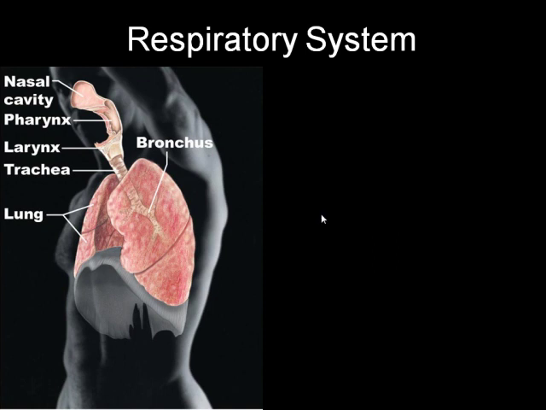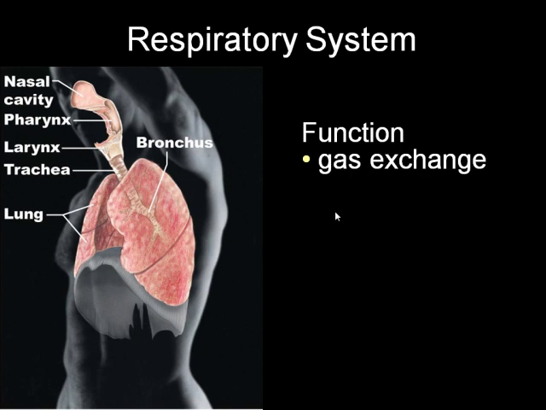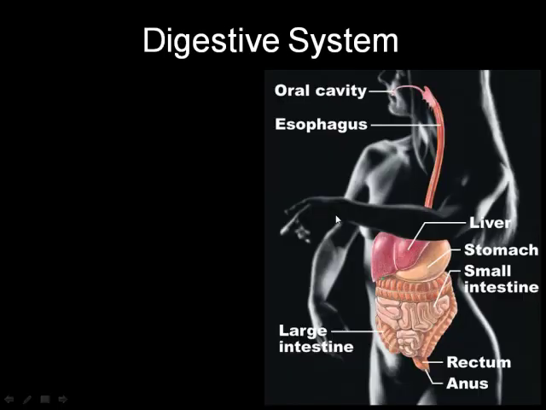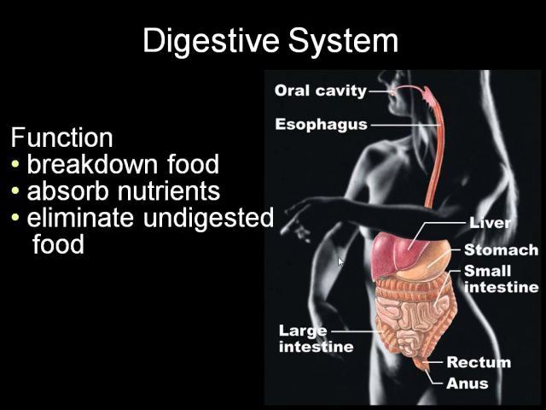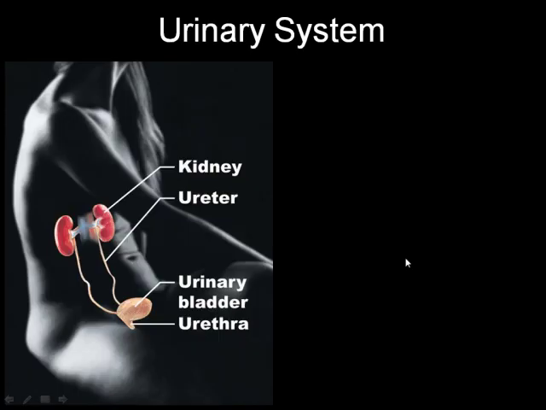The respiratory system will be the lungs and the trachea and all of these structures in your throat. This one is how you exchange oxygen and carbon dioxide. The digestive system, the esophagus, the stomach, the intestines, helps you break down food into particles that your cells can use, absorb the nutrients, and helps you get rid of anything you didn't digest and didn't need.